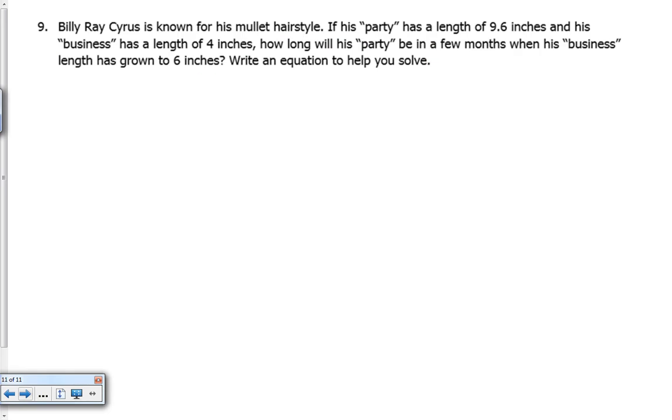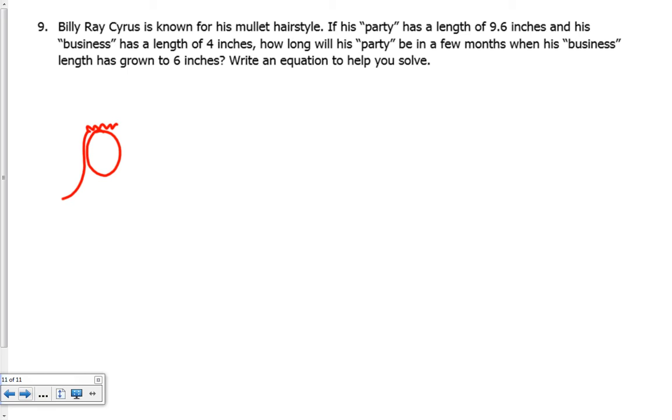All right, last problem. Here's the mullet connection. So Billy Ray Cyrus, we saw his picture yesterday. He is known for his mullet hairstyle. If his party has a length of 9.6 inches and his business has a length of 4 inches, how long will his party be in a few months when his business length has grown to 6 inches?